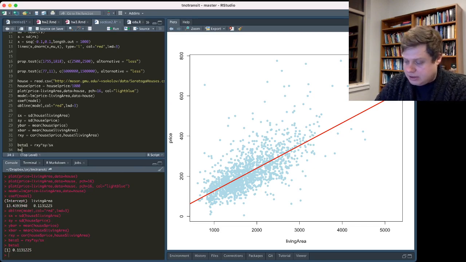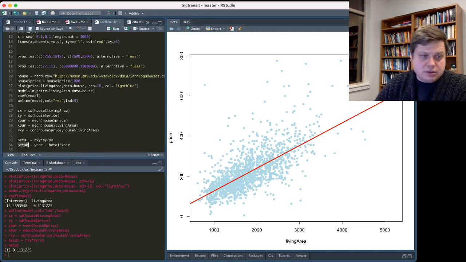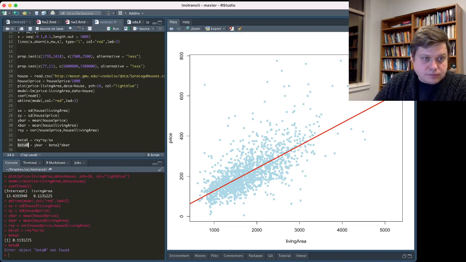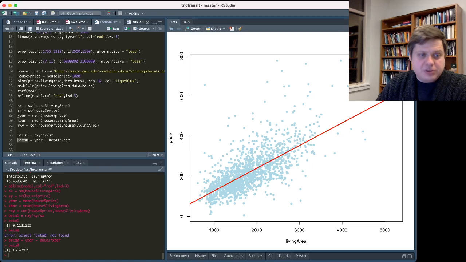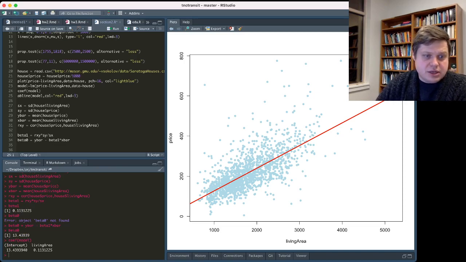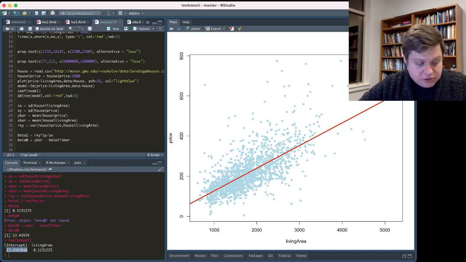And then beta 0 is y bar minus beta 1 times x bar. Okay, so let's look at the value of beta 0. We should see 13.43, so that's exactly the value that you remember. Let's compare it with the values that the lm function found for us. So it's exactly the same values we see here.